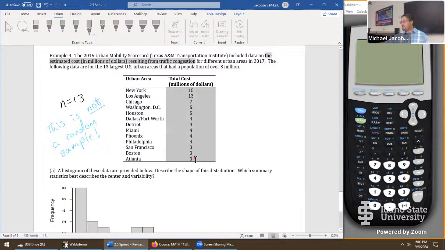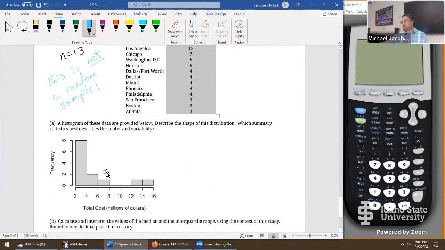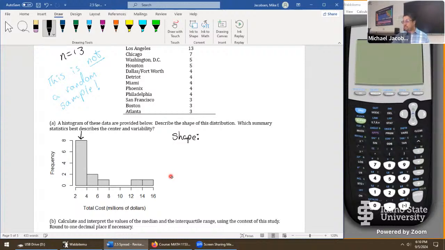But we took all these values. If we were to ask computer software to make a histogram, here's what it would look like. It says a histogram of these data are provided below. Describe the shape of this distribution and which summary statistic best describes the center and variability. So starting with shape, would you all agree that we're looking at unimodal in this case? Absolutely. So this is the main peak. These are outliers that are not enough to cause bimodal in the data. So we'll say unimodal to start.